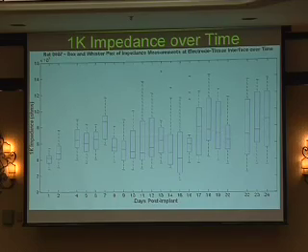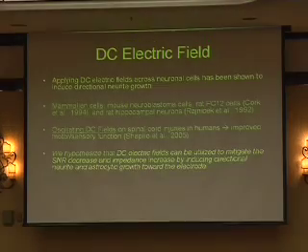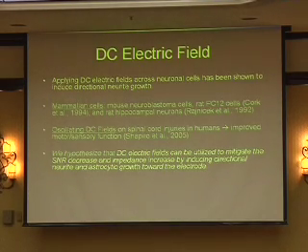So from there, we wanted to see what some solutions are to try to reduce this impedance increase and reduce the signal-to-noise decrease. There have been different experiments using DC electric fields, both in vitro and in vivo, to induce directional growth of neurites over time.